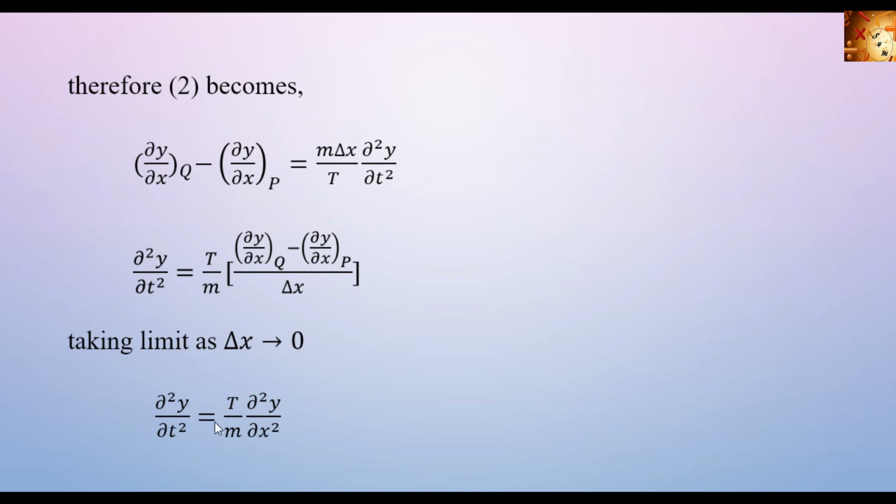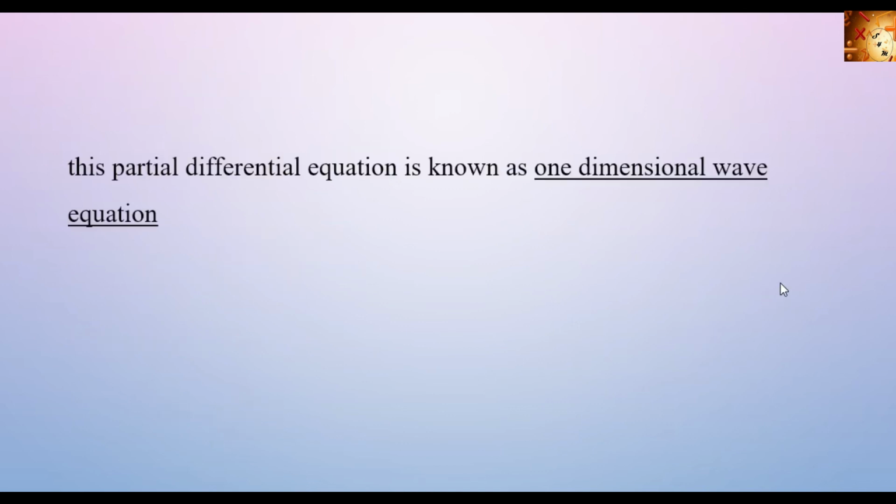Taking this T by m as a constant, that is c square. Taking T by m as c square, our equation will be dou square y by dou t square equal to c square into dou square y divided by dou x square, which is the one-dimensional wave equation. So this is the derivation of the one-dimensional wave equation.